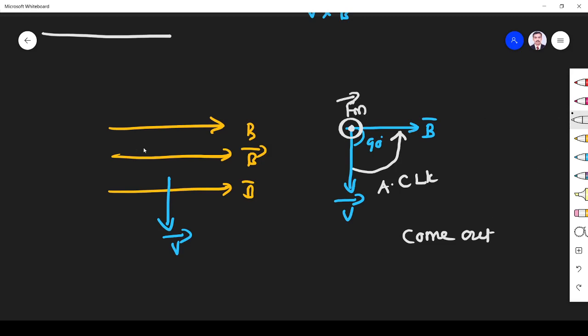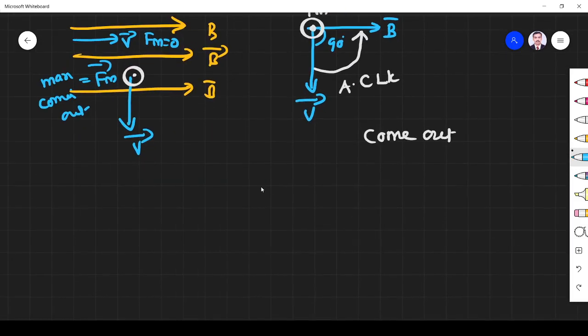Next I can ask, suppose here, what is the thing? The resultant force will be coming out. So I put it like this, right? Suppose if your charge is moving this direction, B and V are in same direction, what is the resultant force? Fm is 0. That we know already. Here Fm is maximum but coming out. This is a very important point to be noted. Right? So that is one important point.